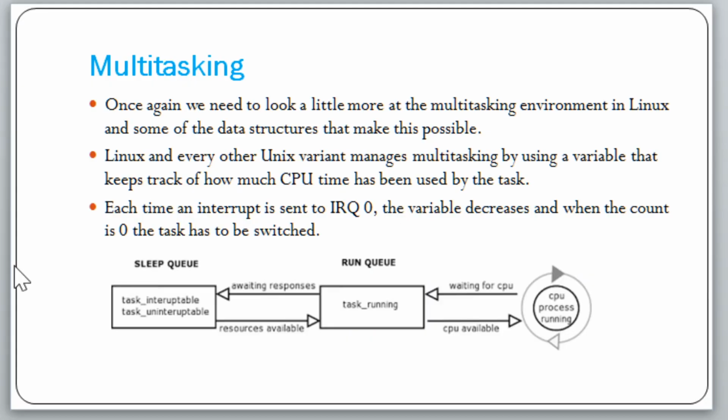So once again, we need to look a little more at the multitasking environment in Linux and some of the data structures that make this possible. Because as we discussed in our last session, Linux is a multi-user system, which means many people are going to be running processes and jobs on it. So the system needs a way to organize and take care of all these. Linux and every other Unix variant manages multitasking by using a variable that keeps track of how much CPU time has been used by the task.